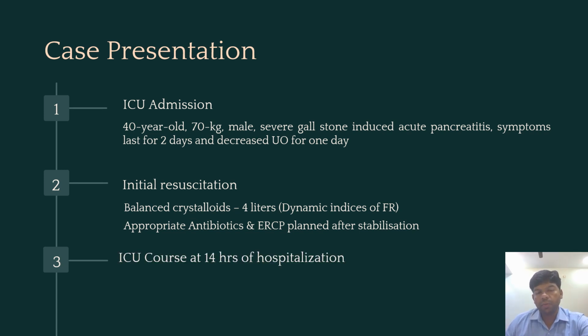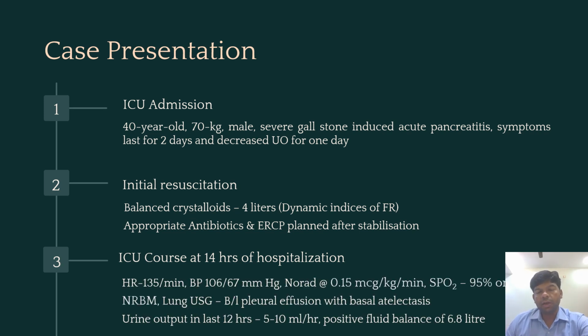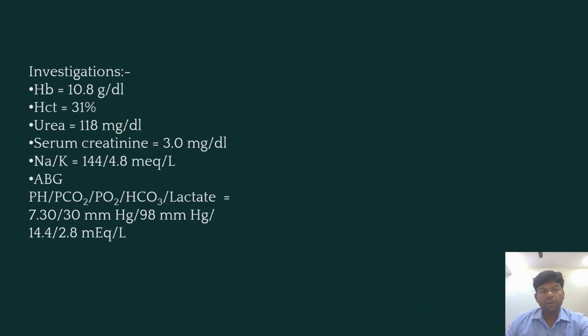At 14 hours of ICU admission, the heart rate was 135, BP is 106/67, the patient is on noradrenaline, SpO2 is 95% on oxygen support, and bedside lung ultrasound shows bilateral pleural effusion with basal atelectasis. What is most important here, the urine output in the last 2 hours is only 5 to 10 ml per hour, and positive fluid balance was 6.8 liters. Investigations show that urea is 118 milligram per deciliter, creatinine is also high at 3 milligram per deciliter, potassium is in a rising trend at 4.8, and ABG shows metabolic acidosis and hyperlactatemia.